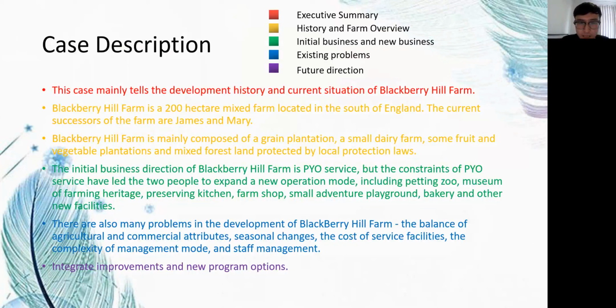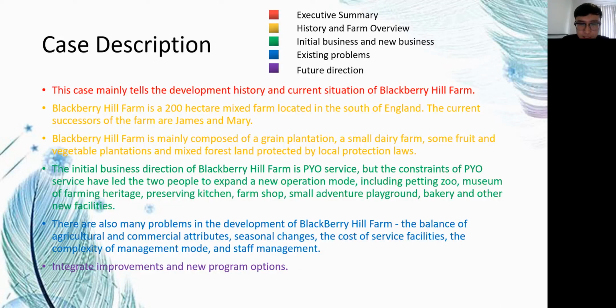Third is the essential business direction of Blackberry Hill Farm is PYO service, but the constraints of PYO service have led the two people to expand a new operation mode, including petting zoos, museum of farming heritage, preserving kitchen, farm shop, small adventure playground, Blackberry, and other new facilities.